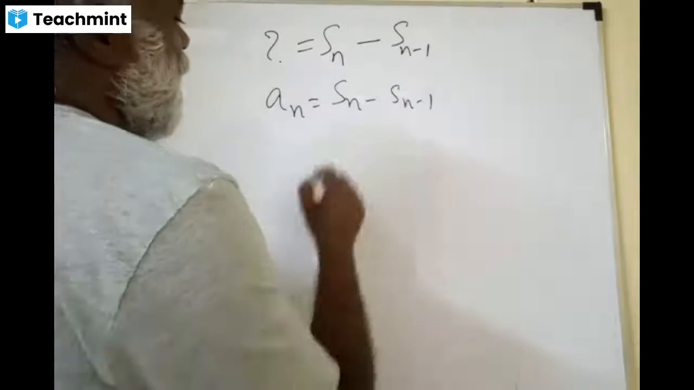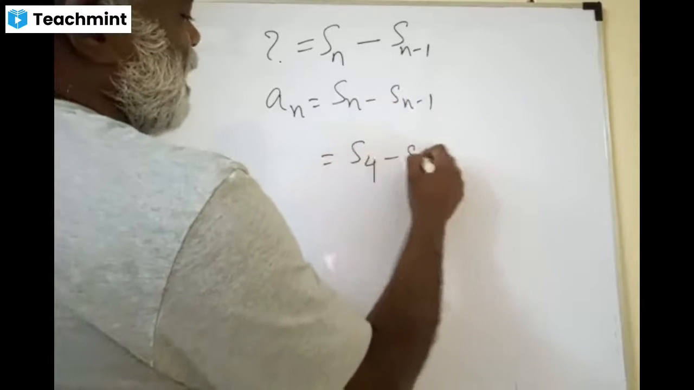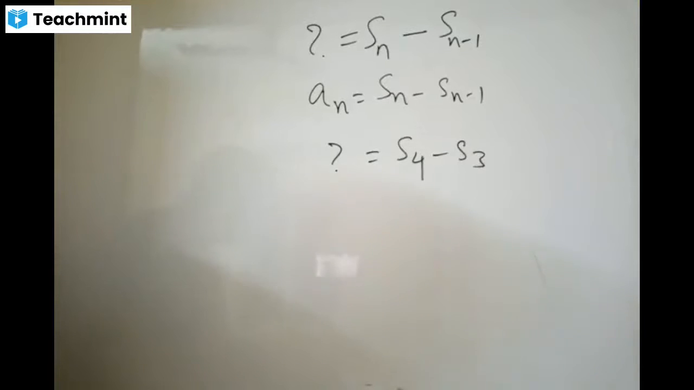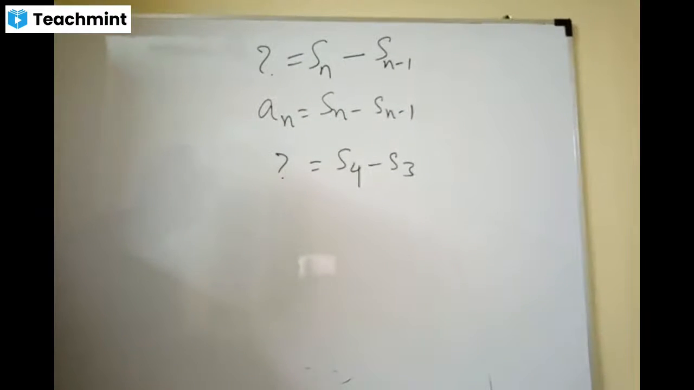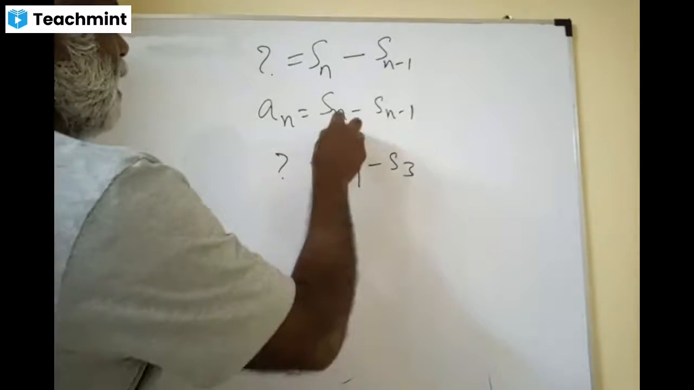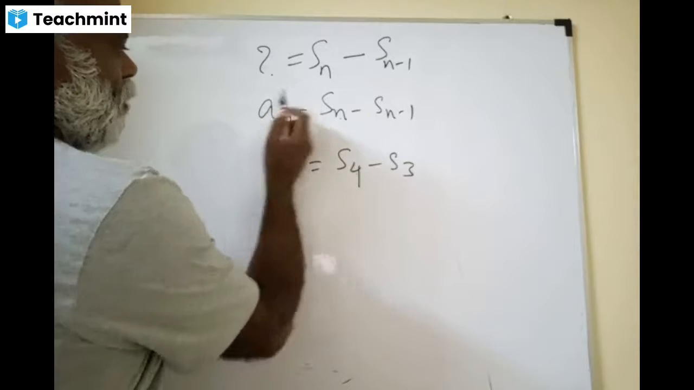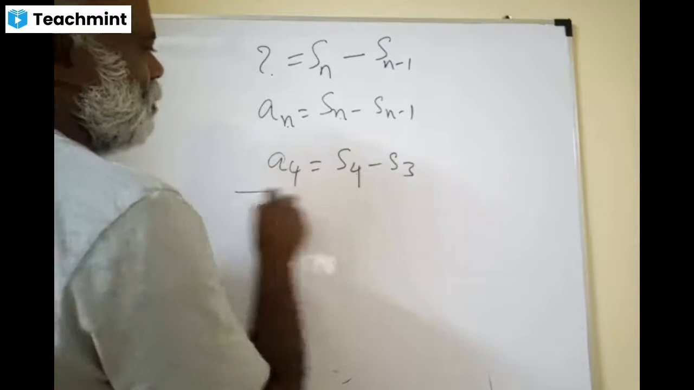Sn minus S n minus 1. I will write it like this: S4 minus S3. What do you get? A4. Brilliant answer. A4. Yes. Sn minus S n minus 1 is An. S4 minus S3 is A4. No doubt about this.